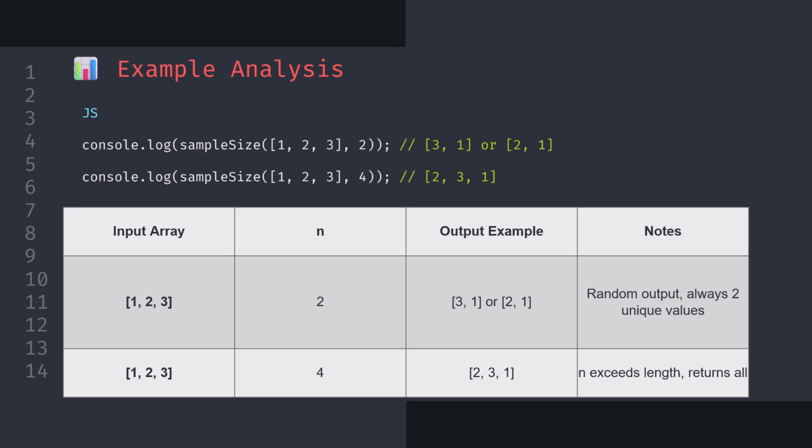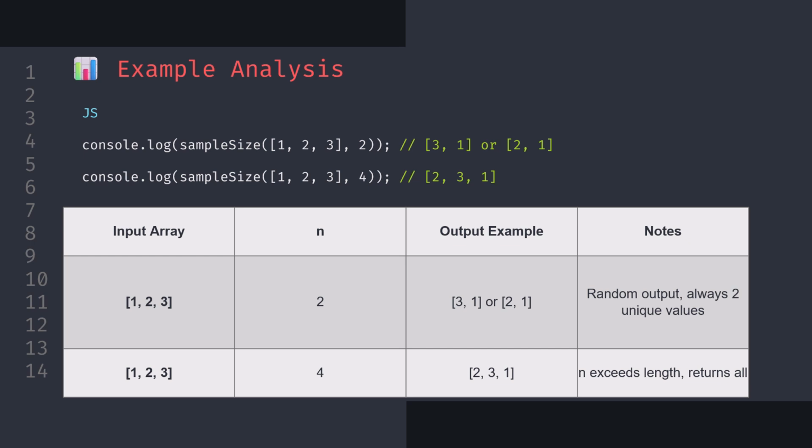As you can see in this table, the output is randomized but always unique, even when the requested count is more than the available items. It just returns the full shuffled array. This makes the function safe and flexible to use in many situations.